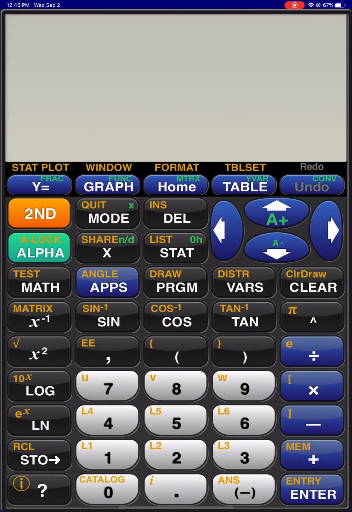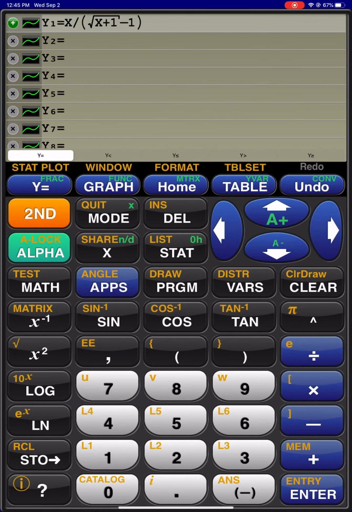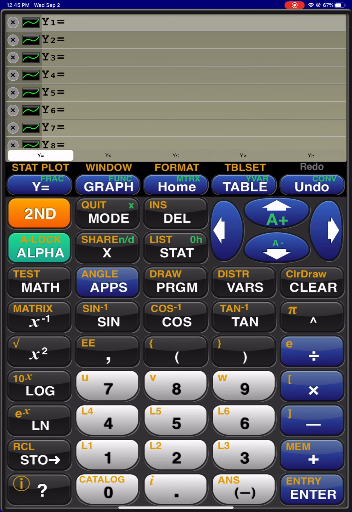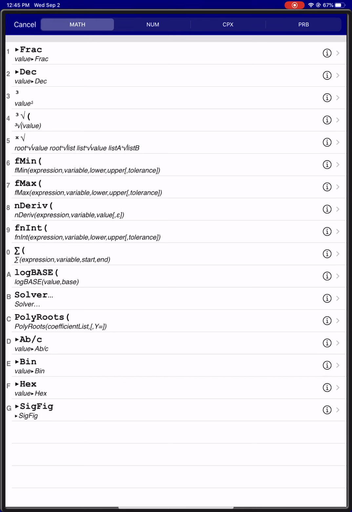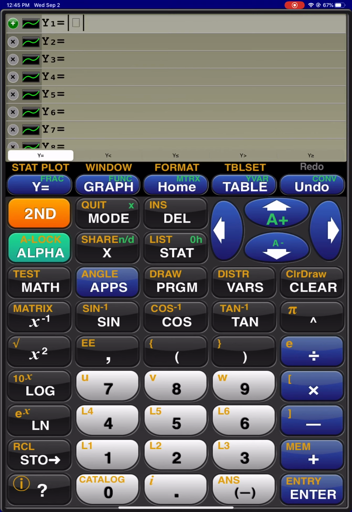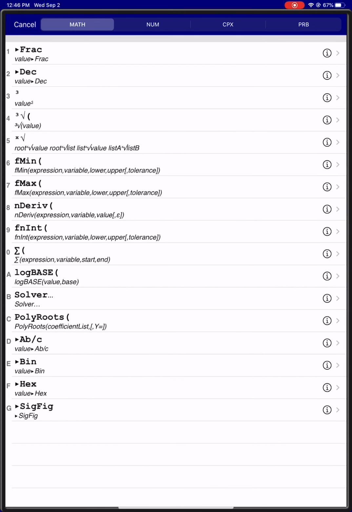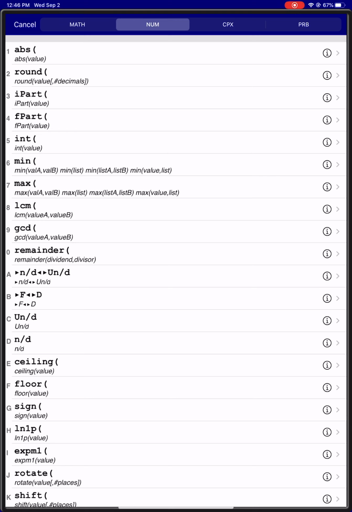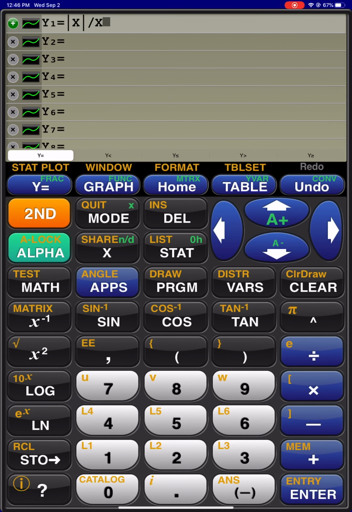So coming back to my calculator, going to my y equals, clear out that last function. We're going to do y equals, I got to find absolute value on this thing. There we go, absolute value of x over x. If you don't remember where absolute value is on your calculator, you'll press math. You'll go over to the number tab, and it should be the first option there. So y equals absolute value of x over x.